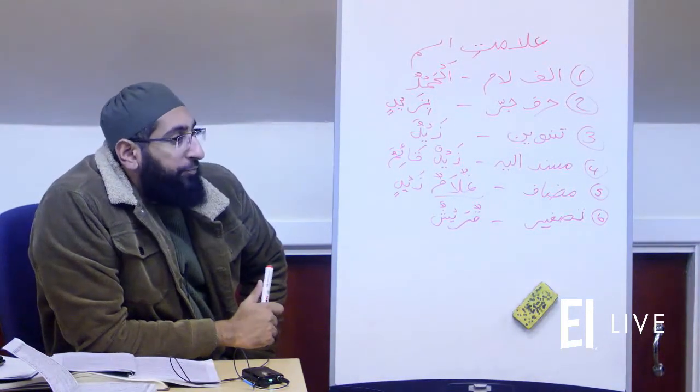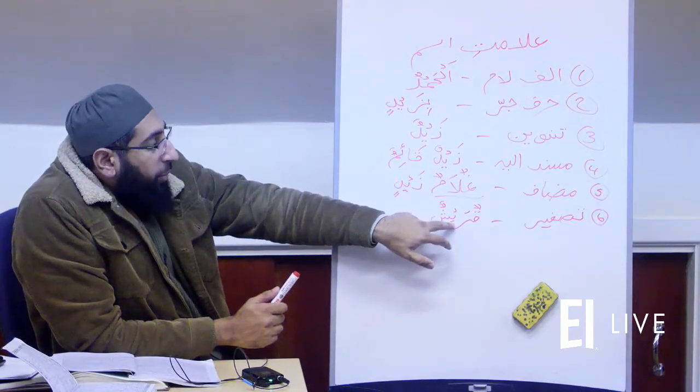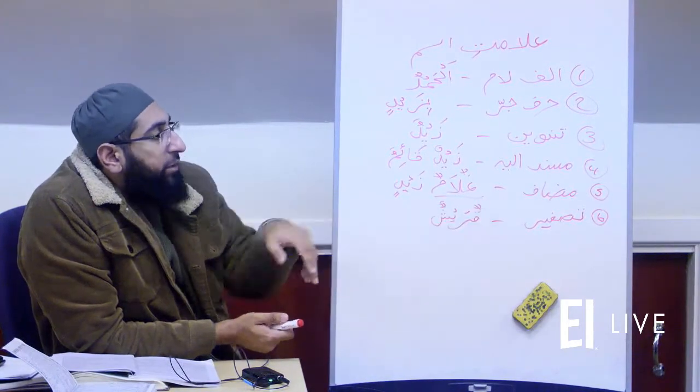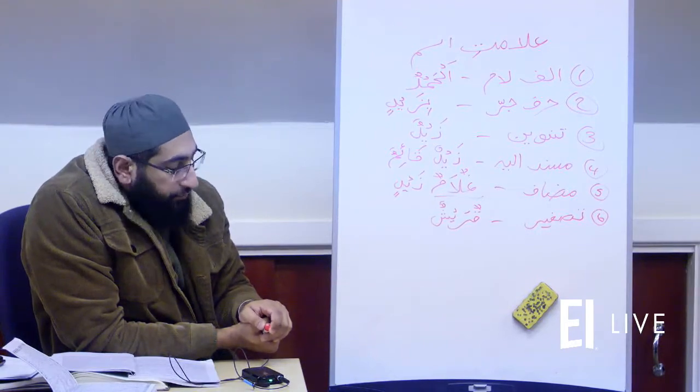The way to make it is, or to recognize it, is that there will be a ya there, but before that ya there will be a fatha. Yes? And the previous letter to it will have a dhamma. Okay? Quraysh.